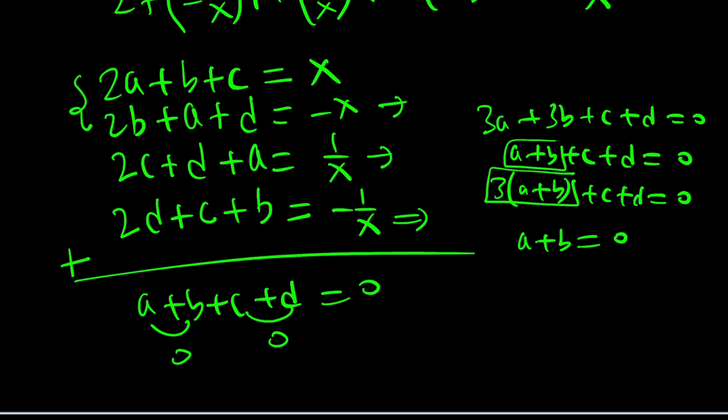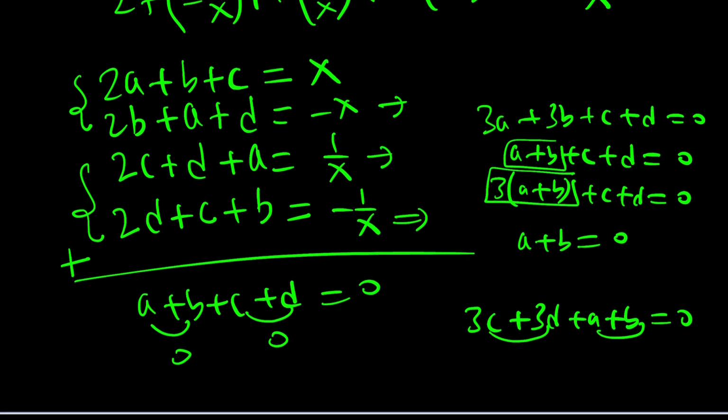For example, what did I do? 3a plus 3b. Okay, I added those 2. Let's go ahead and add these 2 equations. 3c plus 3d plus a plus b is 0, but we already knew that, right? This is 0, this is 0. Okay, that doesn't help at all. Maybe try something else.